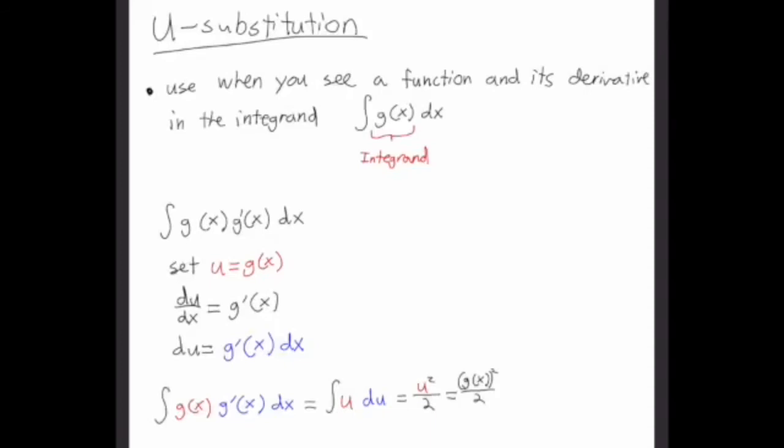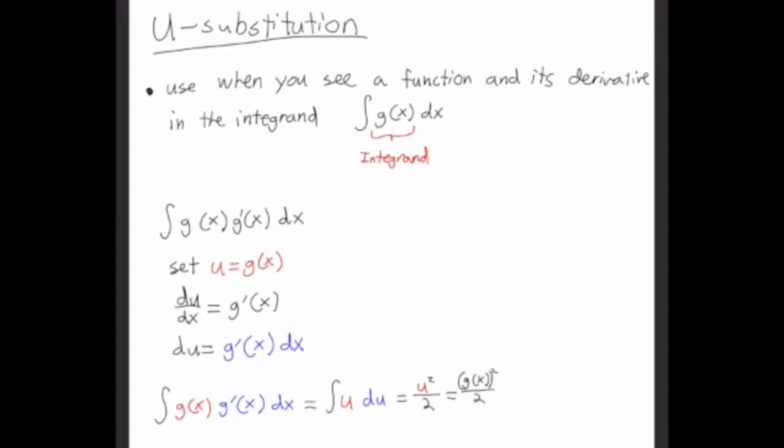So u-substitution is a good method to integrate. You use it when you see a function and its derivative inside of the integrand. The integrand is whatever is in between the integral sign and the dx. So for example, the integral of g of x times g prime of x dx. You want to set u equal to g of x, then take the derivative of both sides. You get du dx is equal to g prime of x, which means that, multiplying both sides by dx, du is equal to g prime times dx. Substitute everything back in, and you get the integral of u du, which is equal to u squared over 2.